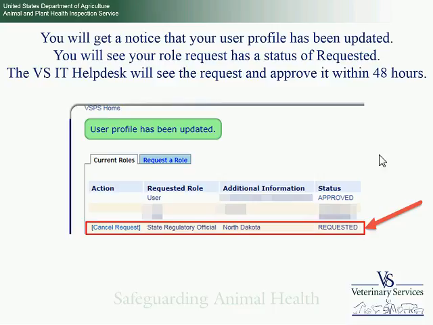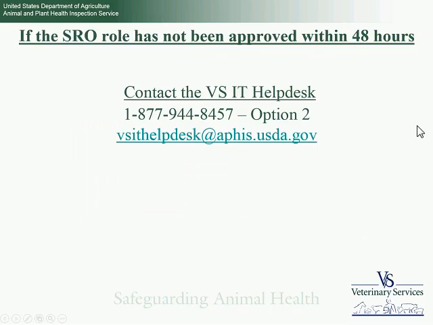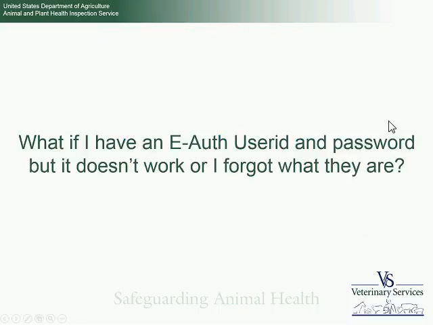The VSIT help desk will see the request, and they should approve it within 48 hours. You don't get notification when that happens, so you just need to go back in and check under your personal profile and go to your roles, and you'll see the status is approved at that time. If it hasn't been approved within 48 hours, you can contact the VSIT help desk, and their phone number and email address is listed there.